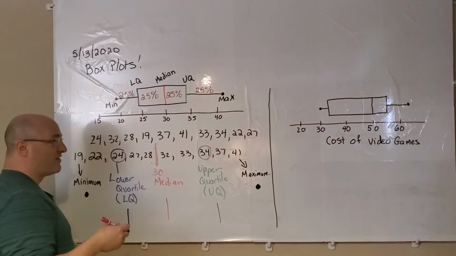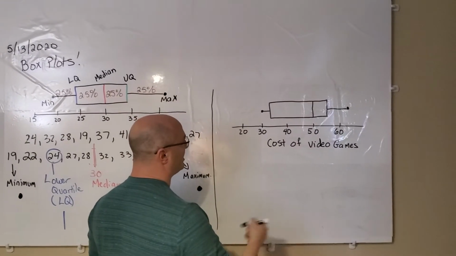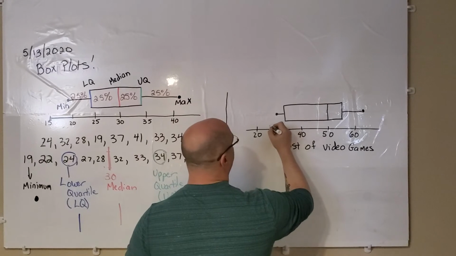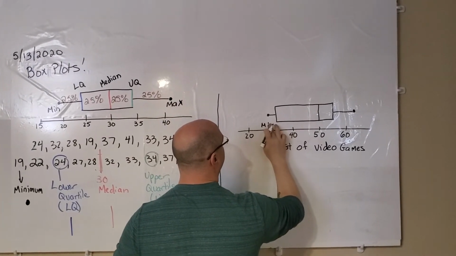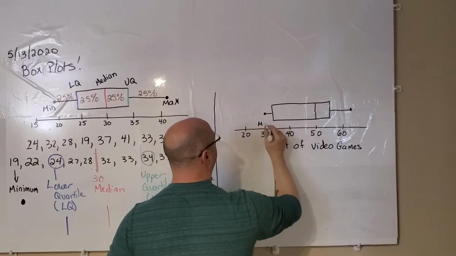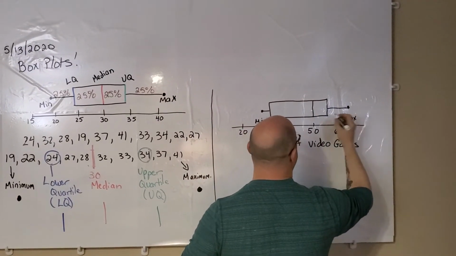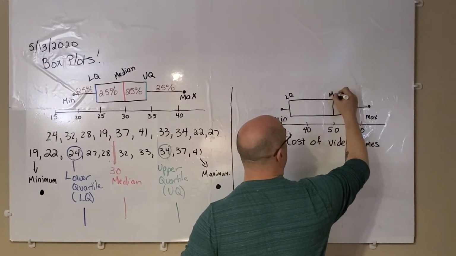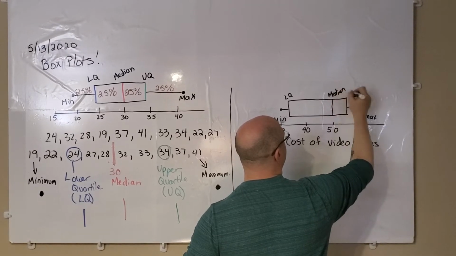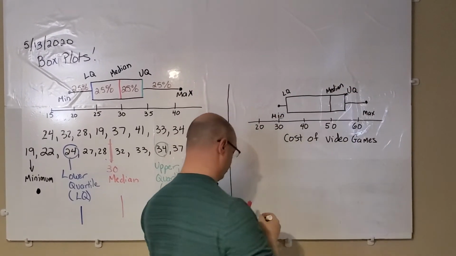If you are given one, though, like over here, I can do the same thing. The first thing I'm going to do is start labeling. This is going to be my minimum. This will be my maximum. This will be my lower quartile, my median, and my upper quartile is right here.